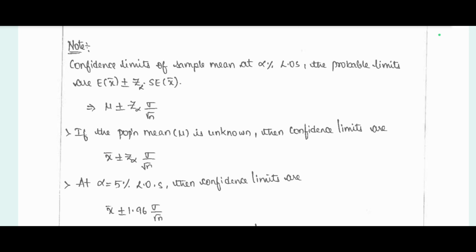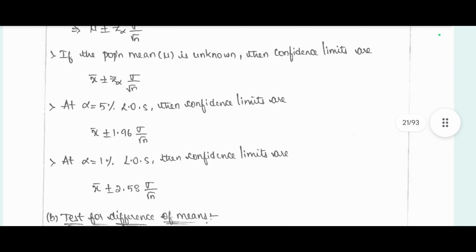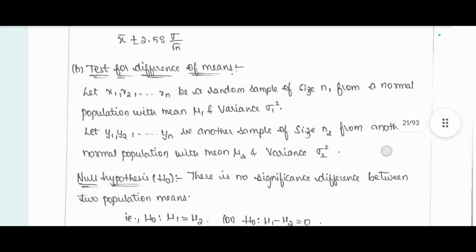At 5% level of significance we have the table value 1.96. At 1% level of significance we have the table value 2.58. Okay, please remember these things.